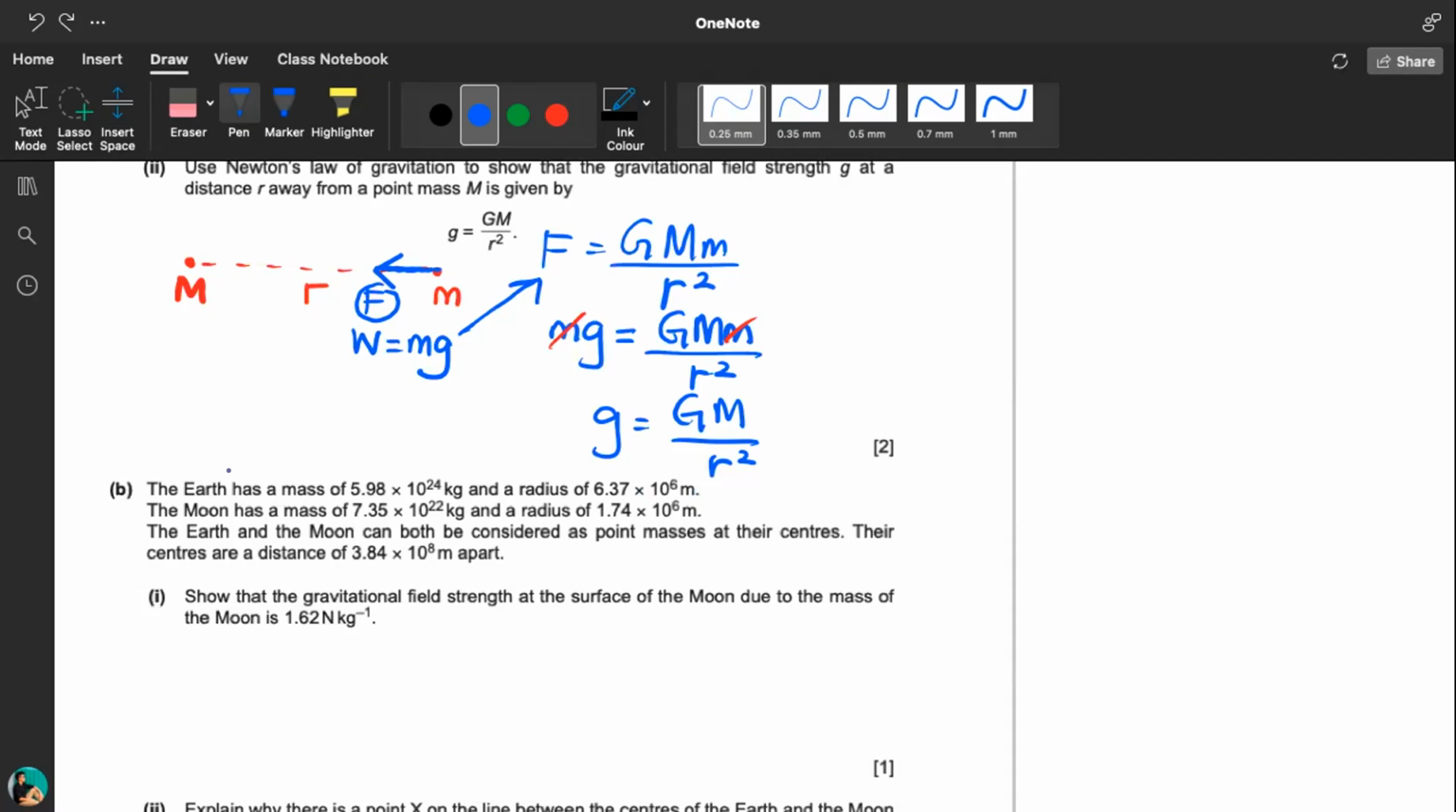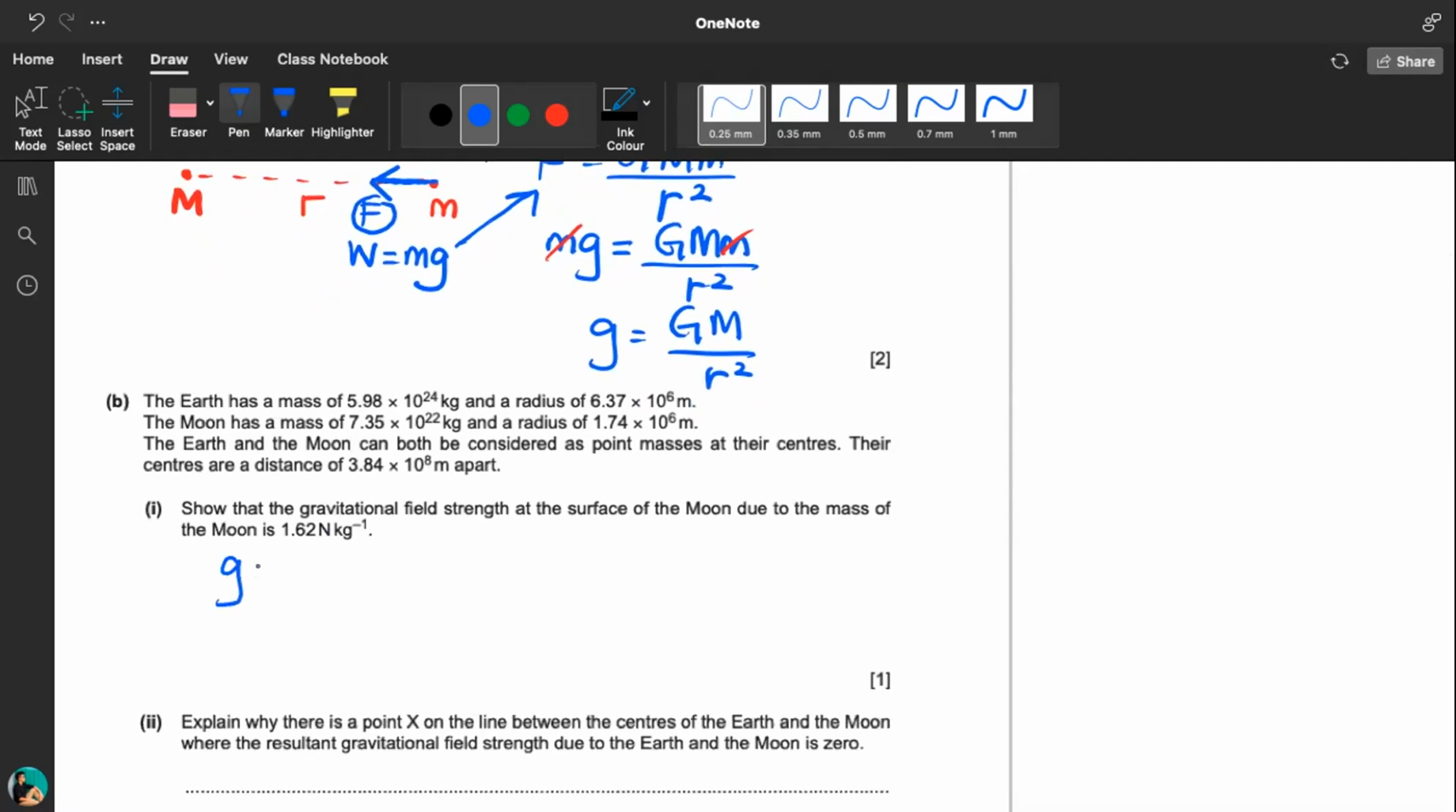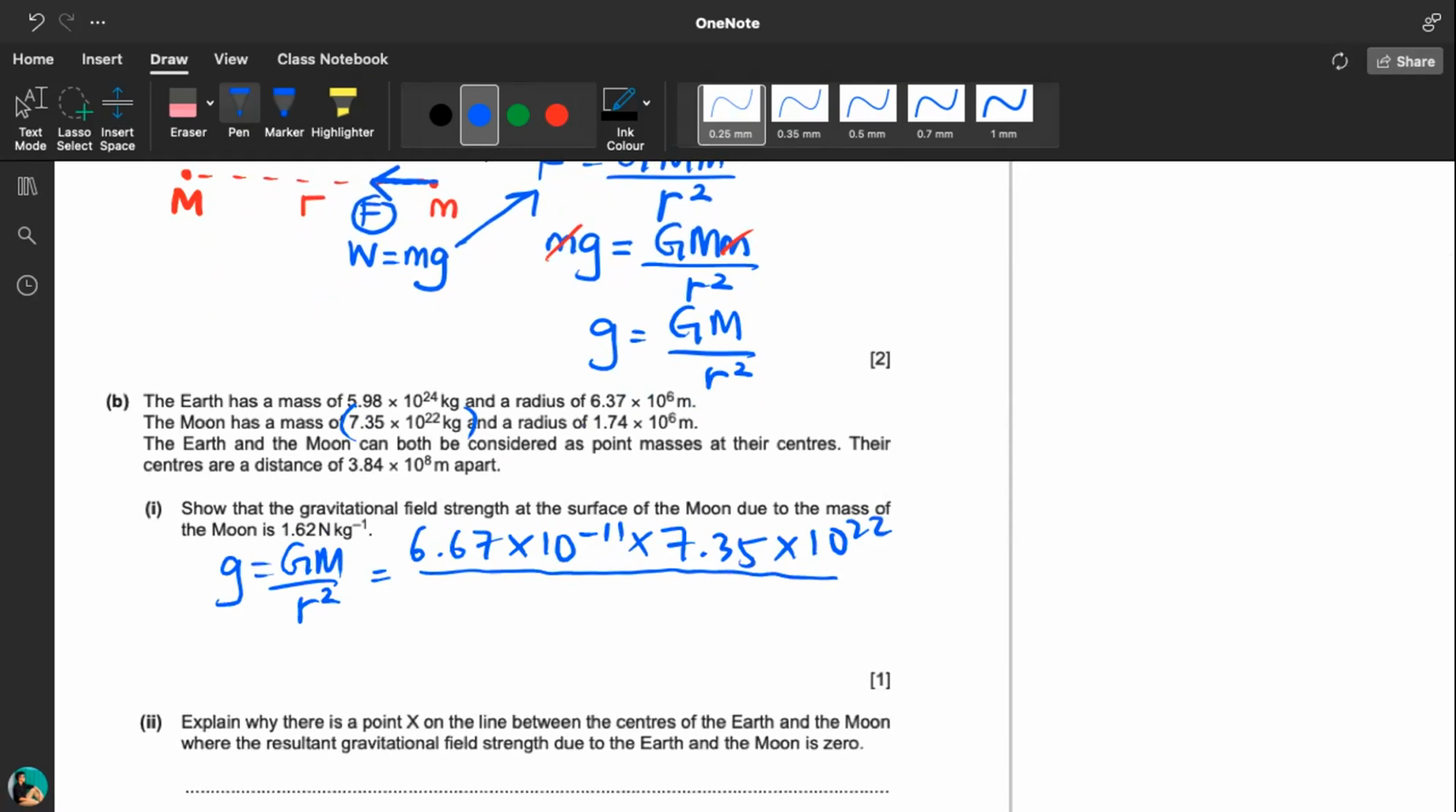Okay, B1, show that the gravitational field strength at the surface of the moon due to the mass of the moon is 1.62. GM over r squared, 6.67 times 10 to the power of minus 11, mass of the moon 7.35 times 10 to the power of 22, divided by 1.74 times 10 to the power of 6 squared. That gives 1.619, which is 1.62.